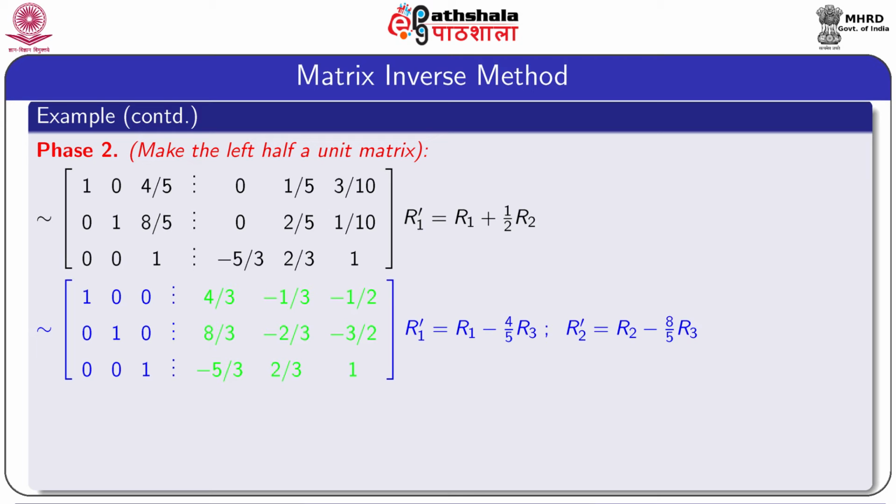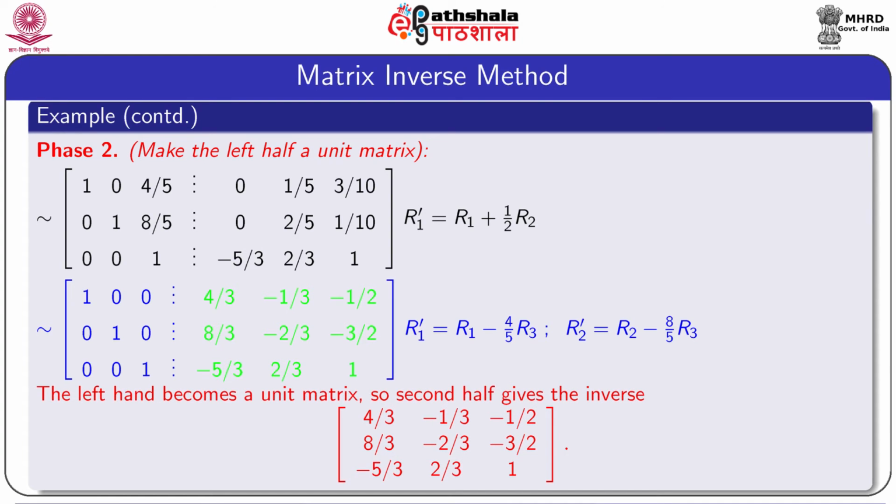And to make the elements at positions 1 3 and 2 3 to 0, we apply the elementary row operations R1 prime equal to R1 minus 4 by 5 R3, and for the second row R2 prime equal to R2 minus 8 by 5 R3. So after these elementary row operations, the augmented matrix is finally reduced to this form. Note that the first half becomes a unit matrix and the second half is correspondingly changed as per the row operations, and according to the Gauss-Jordan method, the second part is the inverse of the given matrix.